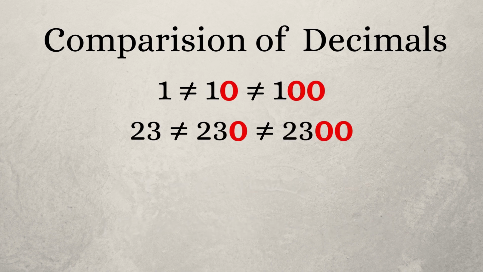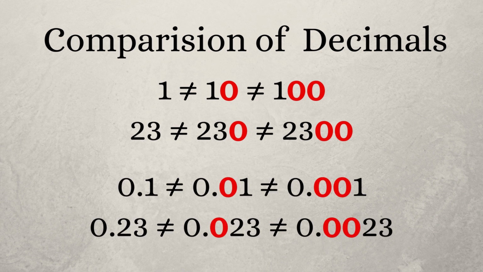Now, in these examples, if you enter zeros behind the numeric value in the whole number part, the values change. Similarly, if you insert zeros before the numeric value in the decimal part, the value of the number changes completely. Now let us start comparing with some examples.